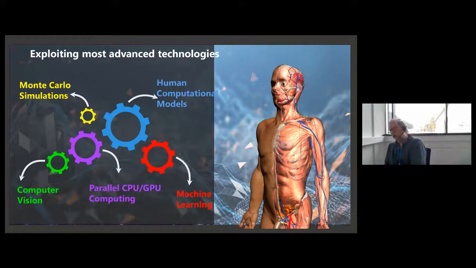So what do we try to do? Well, we try to use different advanced technologies. So you have Monte Carlo simulations and fast Monte Carlo simulations, so the parallel CPU-GPU computing. We would use computer vision, so cameras to visualize and to track the persons, the workers, during their activities. We would use modern, newer human computational models, which are flexible, and introduce also machine learning into this.